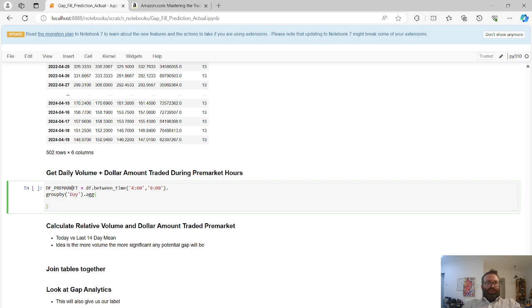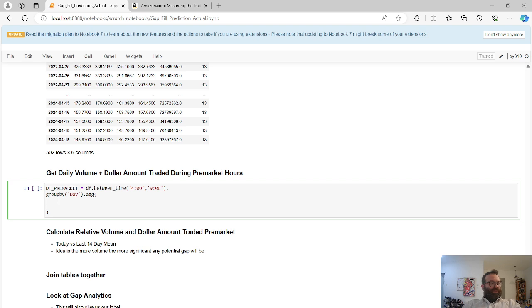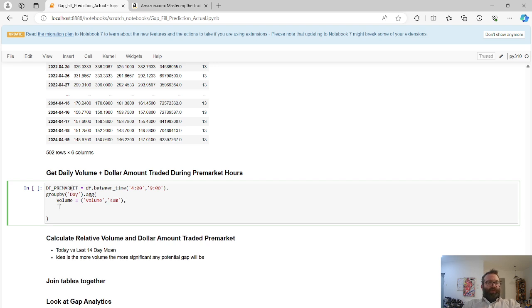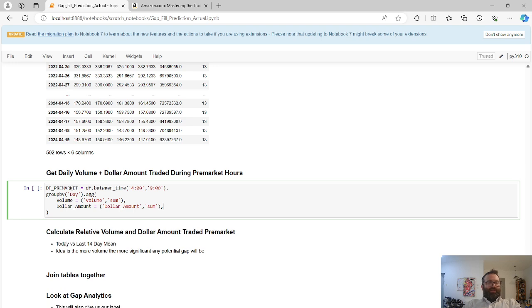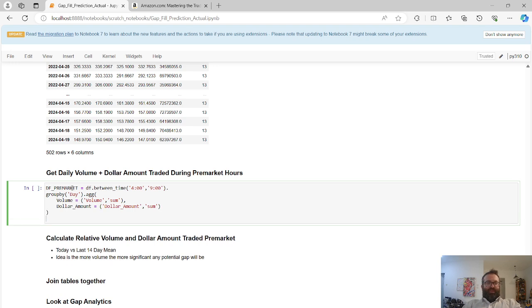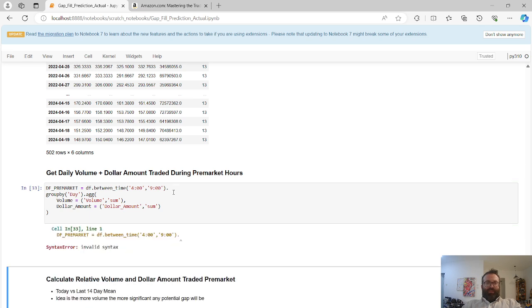And remember, we just want relative volume and dollar amount. So we're going to need volume equals volume sum. And then I'll do dollar amount equals dollar amount sum. And then that's really all we need, because I'm pretty sure pre-market, even for half days, is all the same.